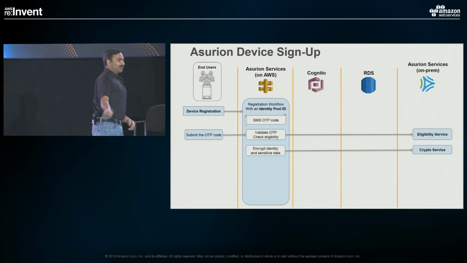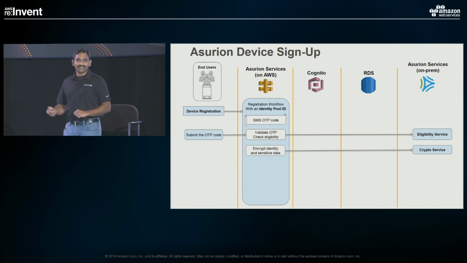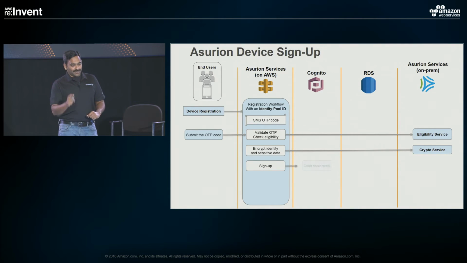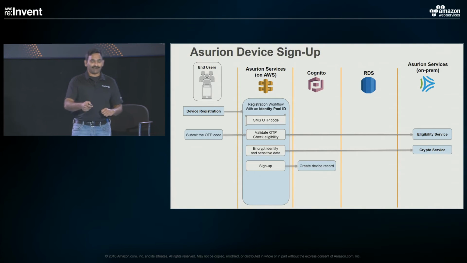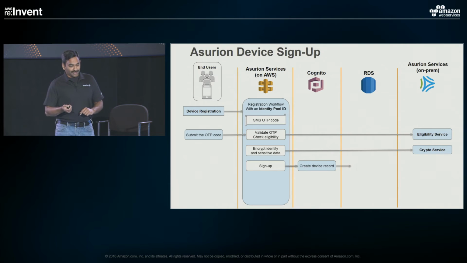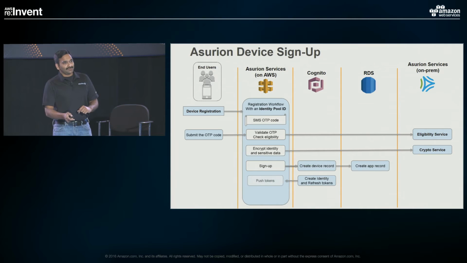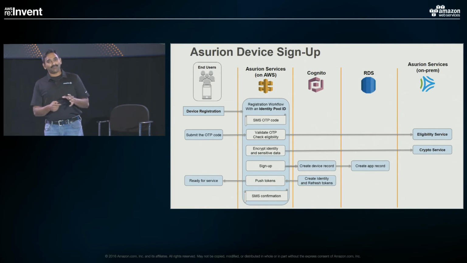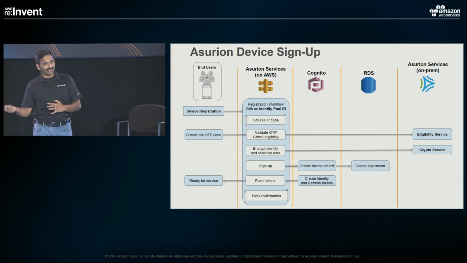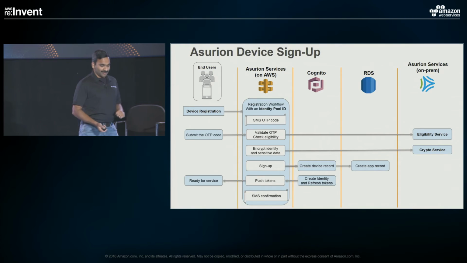And then we make a call to our crypto service on-prem to encrypt the sensitive data. After that, using that encrypted data, we create the Cognito identity, create a record within the user pools, and also update our app store. Once the record is there, we create the identity token and the access token, and we push that forward to the device. Now the app is ready to invoke all secondary services that it needs to do its job using the access token and the identity token.